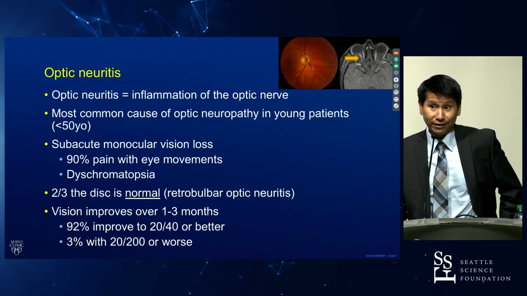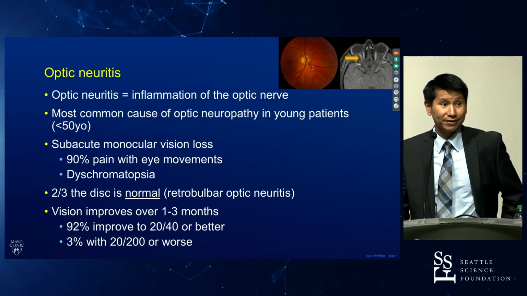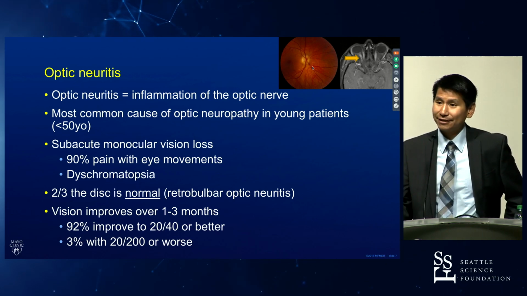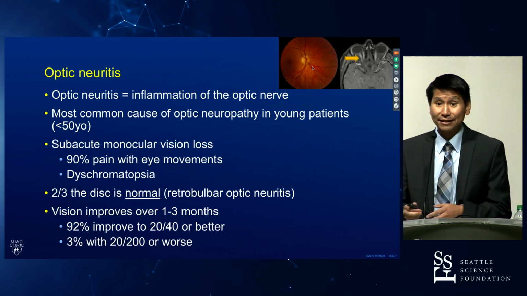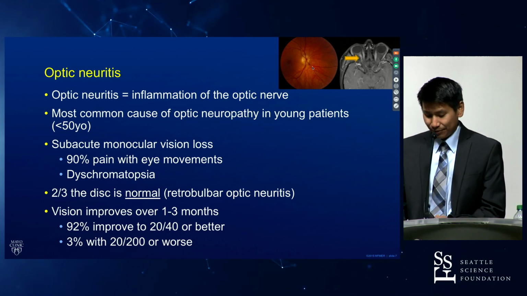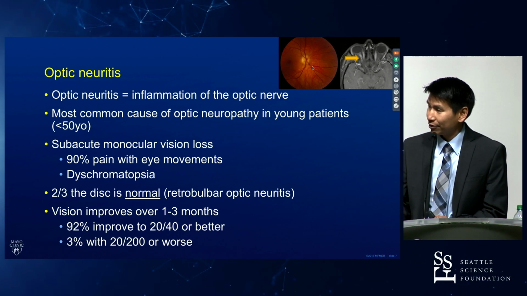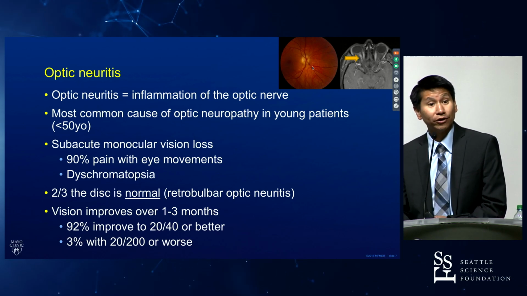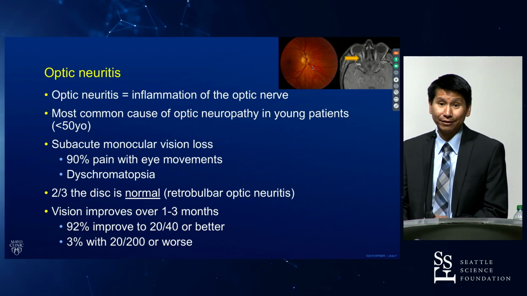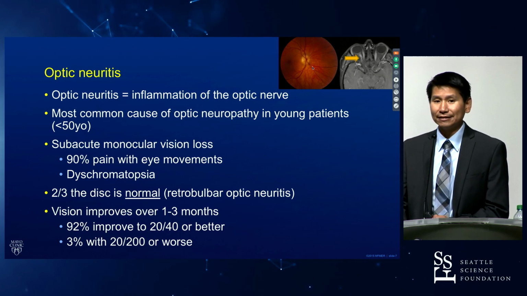And fortunately, the vision does tend to improve with optic neuritis over 1 to 3 months. I tend to tell my patients that 90% of patients get 90% of their vision back. But there are some patients that end up with a poor outcome. Here you can see that 3% end up with a vision of 20/200 or worse, and 20/200 is legally blind. So it's not always a benign disease.